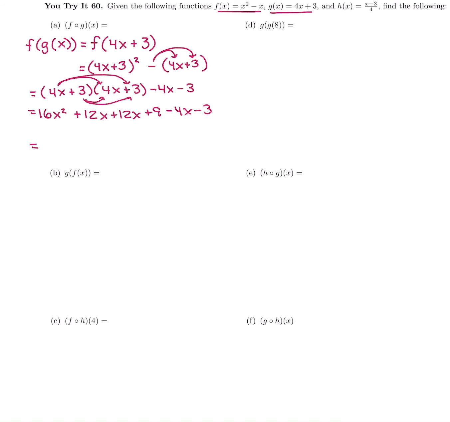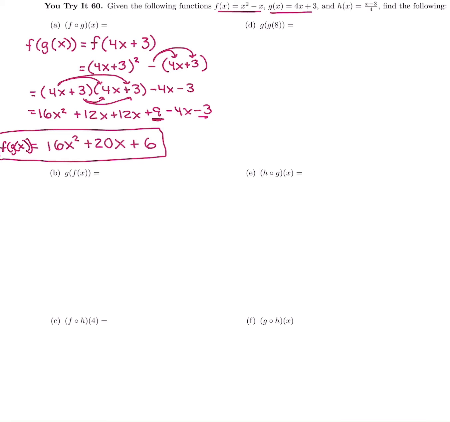So lastly, I just need to combine any like terms. For my x squared term, I have 16x squared. For my x term, I have 24x when I do 12x plus 12x. But then I have the minus 4x from over here. So 24x minus 4x gives me 20x. And then my constants are 9 minus 3, so I have a plus 6 at the end. So here's my f of g of x: 16x squared plus 20x plus 6.